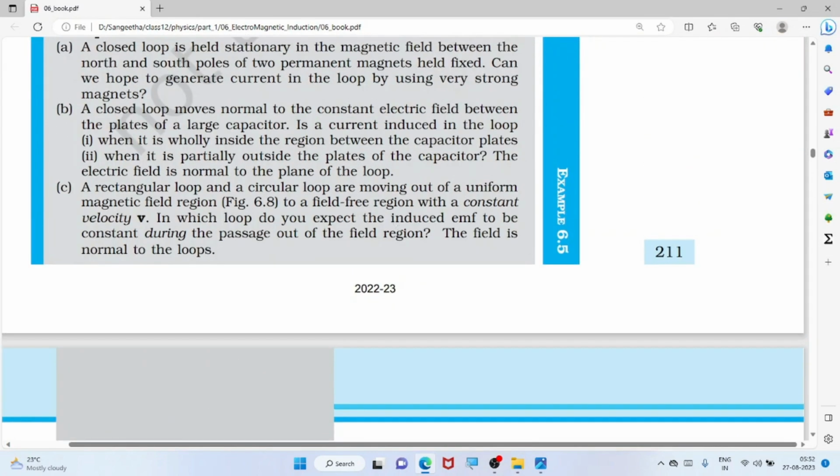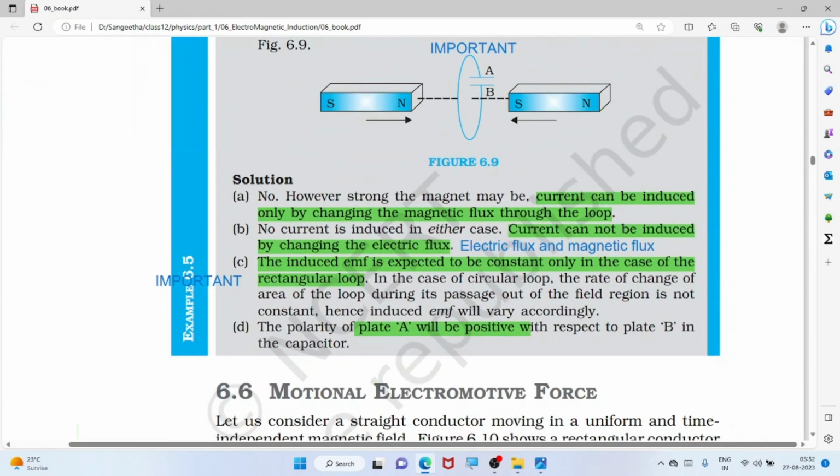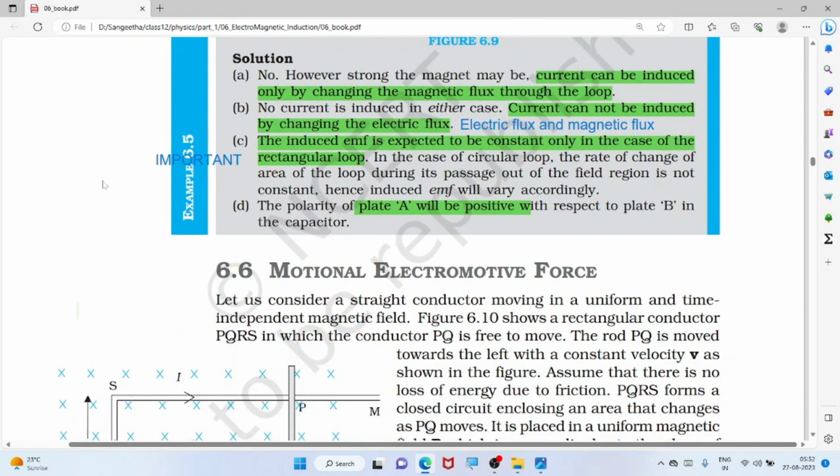Here they are asking about a closed loop normal to the constant field between the plates of the capacitor. It is the electric field. By changing the electric flux, current cannot be induced; only a change in magnetic flux induces current. So no current will be induced in either case. Electric flux change will not induce current.